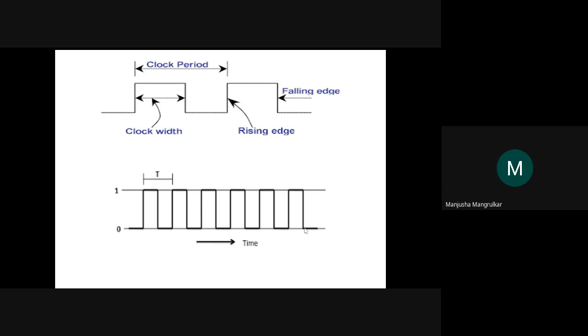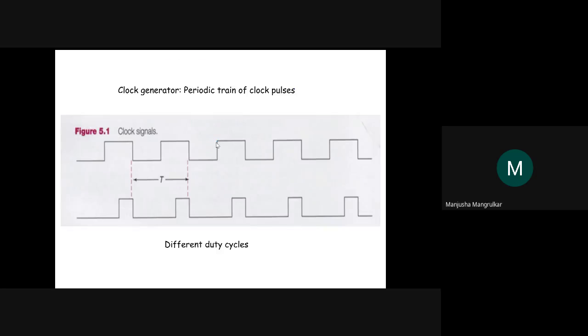Now the clock is denoted like this. We can say 0 is low and 1 is high, so it is a square wave. One complete cycle is denoted by t, and the frequency of this clock is 1 upon t. At that frequency, the clock will repeat. So this is the fundamental of clocks. This is the train of clock pulses.